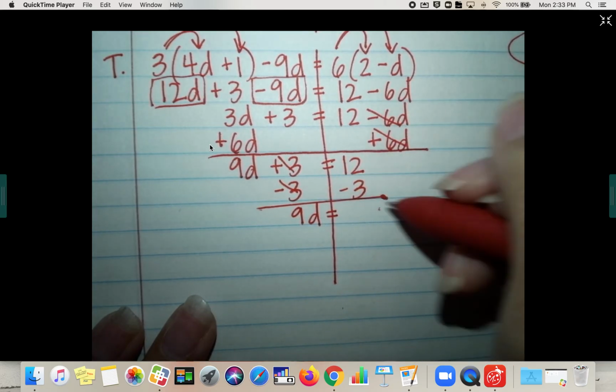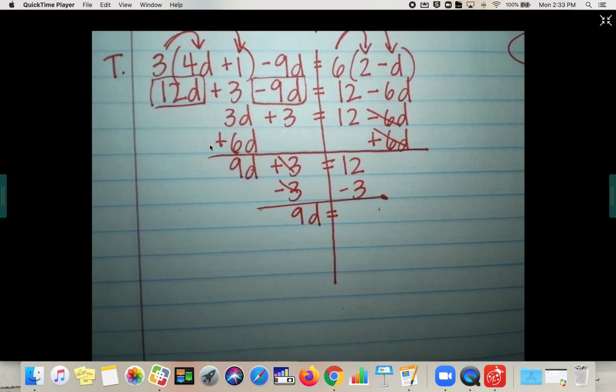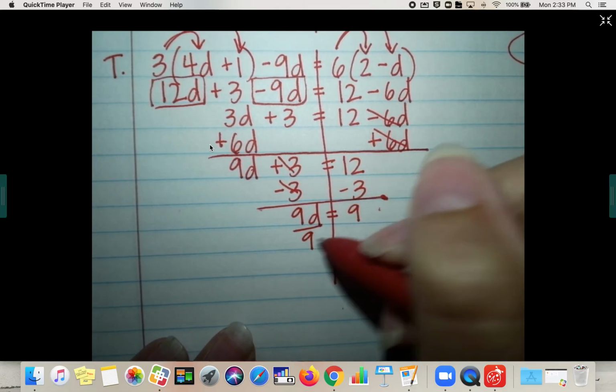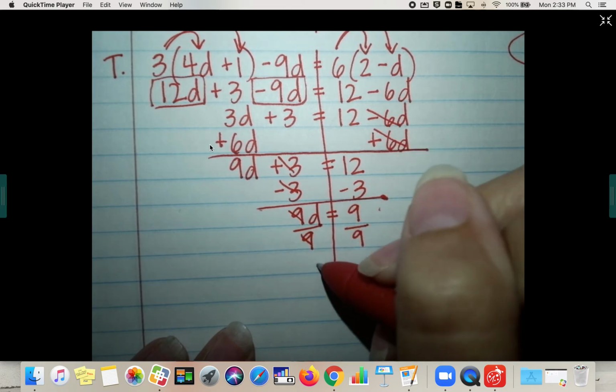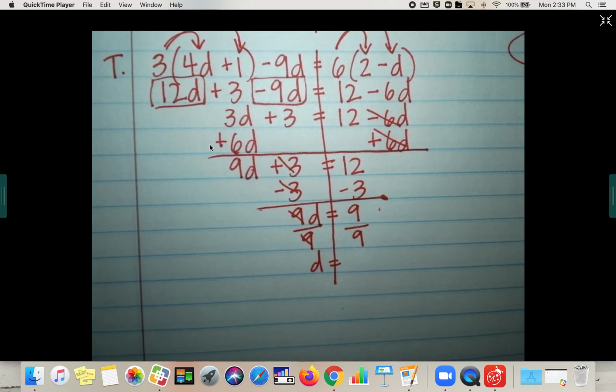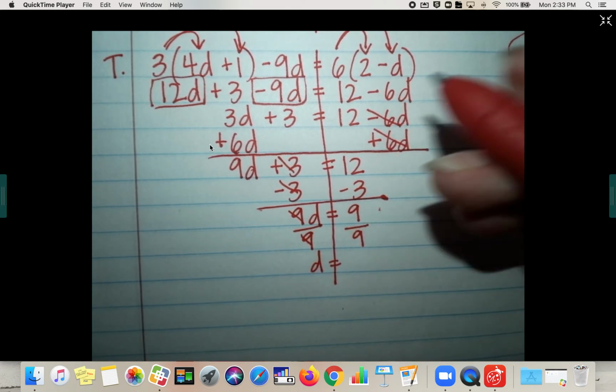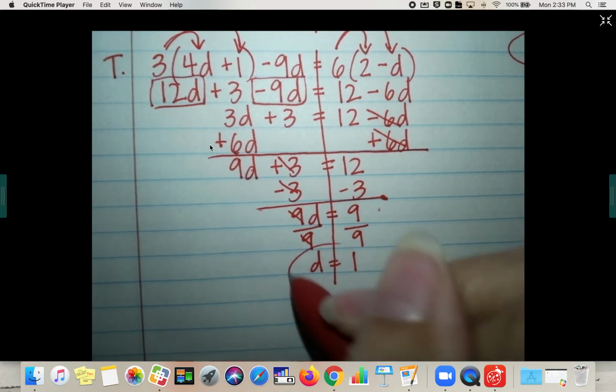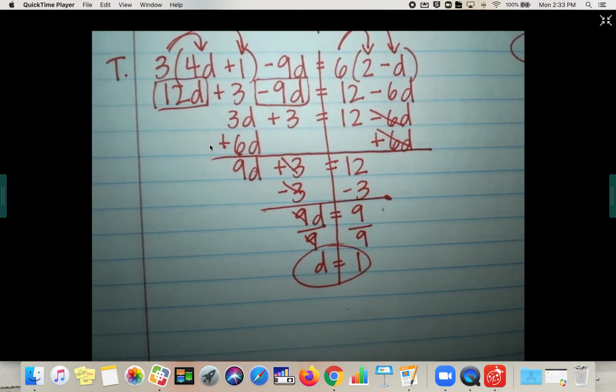9D equals whatever 12 minus 3 is, which is 9. Divide both sides by 9. Interesting. 9 divided by 9, you would think it's 0, but it's not. A number divided by itself is 1. All right, we are down to our bottom 3 problems. So here we go. Letter R.